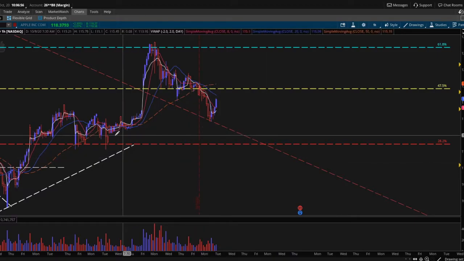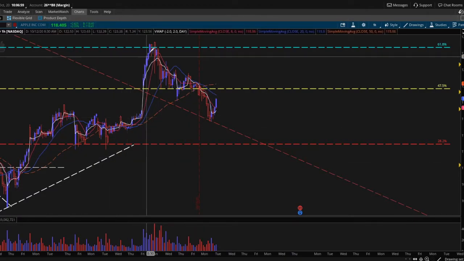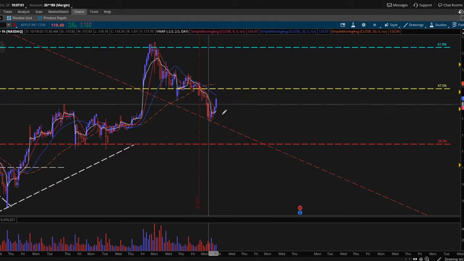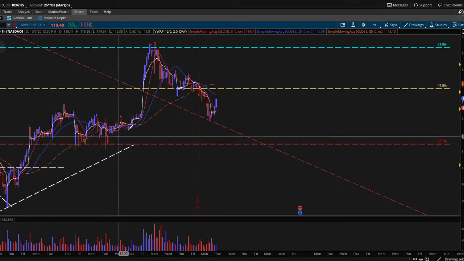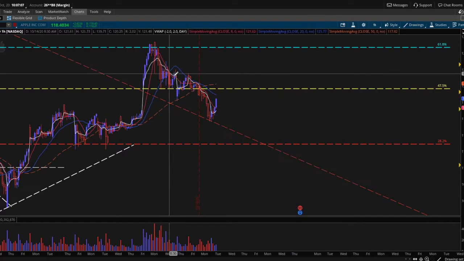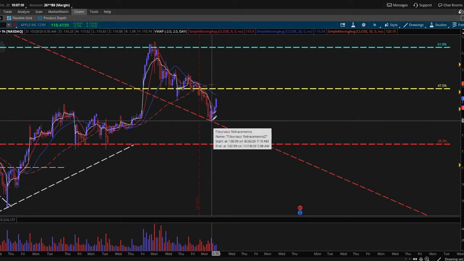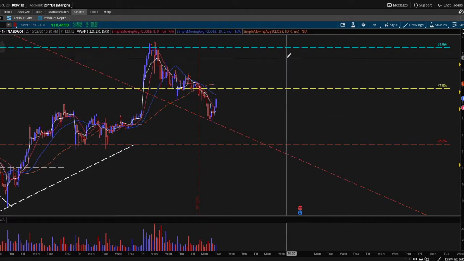Mark Douglas teaches us for stock prices to move higher, all the previous orders have to be flushed out first. So this is a perfect way for market makers to push price up, flush it down, clear out all these orders, so the stock price can move higher.